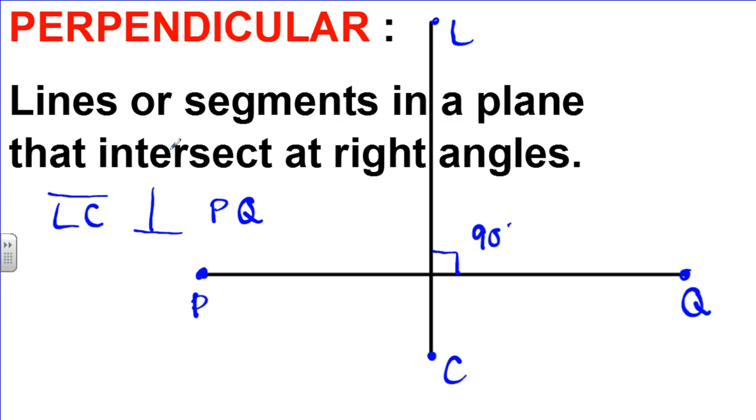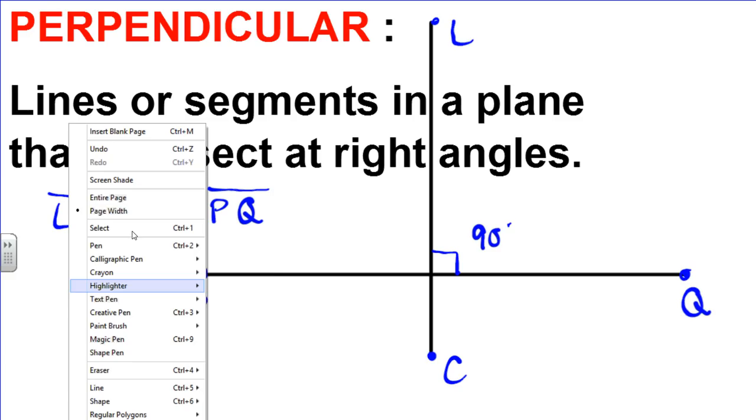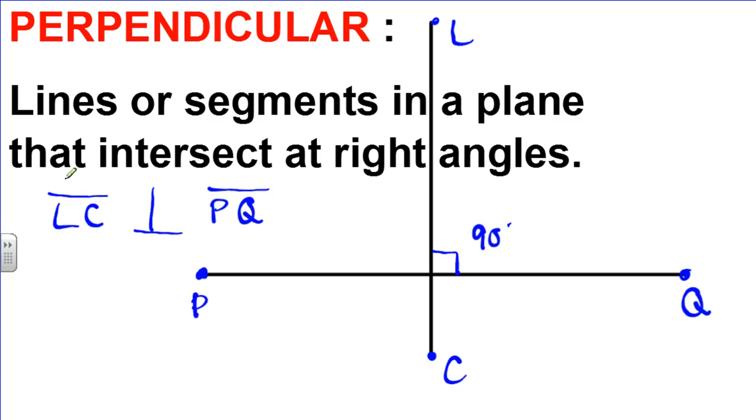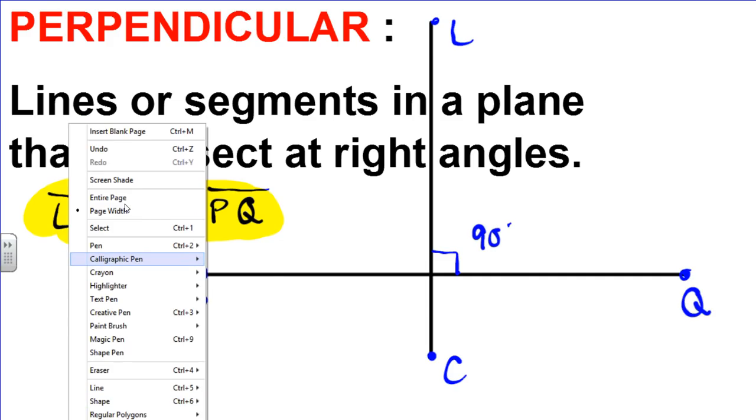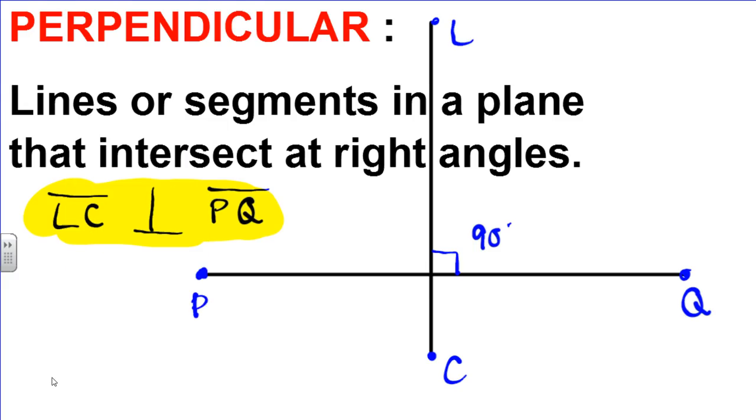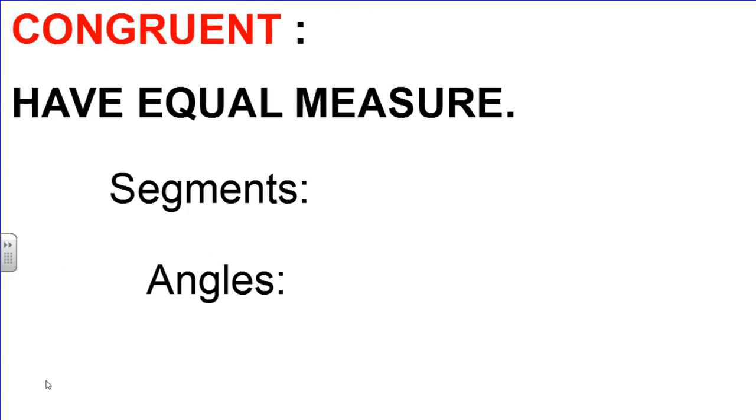And you signify perpendicular with this upside down T symbol. This upside down T. Highlighter. LC is perpendicular to PQ. Perpendicular means intersects at a right angle. Forward, onward. Hopefully you guys are keeping up.